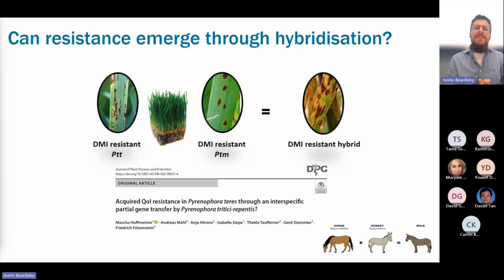These pathogens have been found to be able to undergo horizontal gene transfer. This has been described in the literature at least once. So it's not very crazy to think that these two pathogens, PTT and PTM, could actually have hybridized to produce a very DMI resistant hybrid.